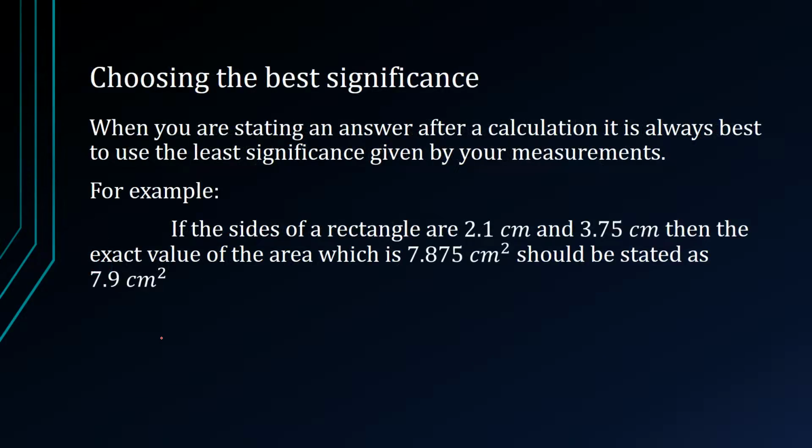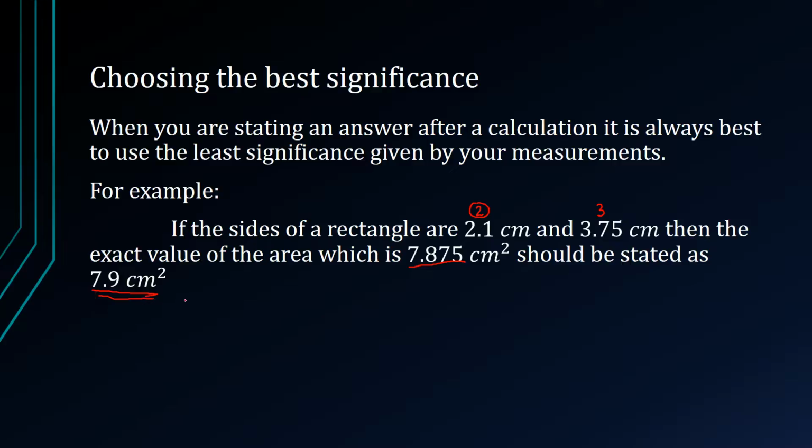Next, we have to choose the best significance to write our answers to. And when we are choosing the best significance, just remember to choose the answer with the lowest precision. So let's say, for example, you have a question that says you want to state the area of a rectangle and you have sides 2.1 and 3.75. Notice that this one here is 2 significant figures and this one here is 3 significant figures. The lowest precision is the 2 significant figures. So we will choose the 2 significant figures to state our answer. Notice when we do the product, this is our answer, 7.875. But the least significance is 2, so we use 2 significant figures when we're stating the final answer.